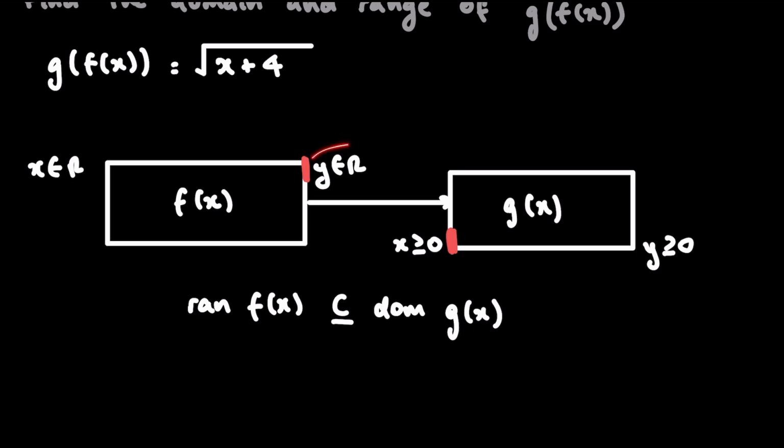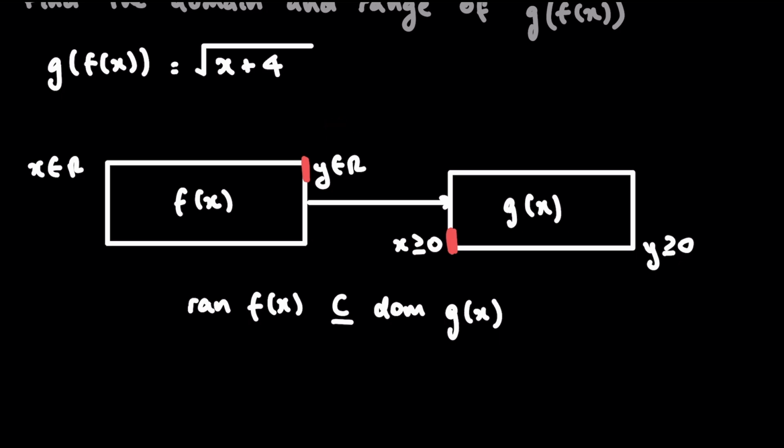So let's have a look here. Y is an element of all real numbers means any real number can exit the function f of x. That can be -1, +1, -1000, +1000, anything. So we need to see if those numbers are allowed to enter the g of x machine. If I were to have, let's say, 1 leave the first machine, is that allowed to enter the second machine, the g of x machine? Well, yes, it is allowed to, because any value that is more than or equal to 0 is allowed to enter this machine here. So 1 is allowed to enter this machine.